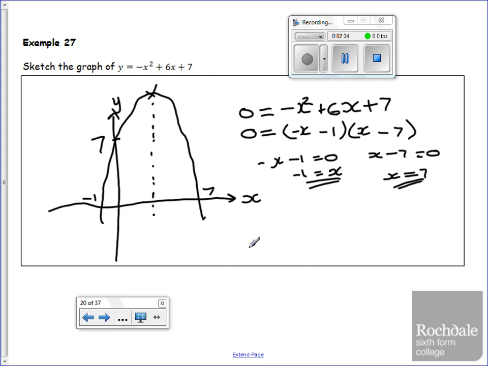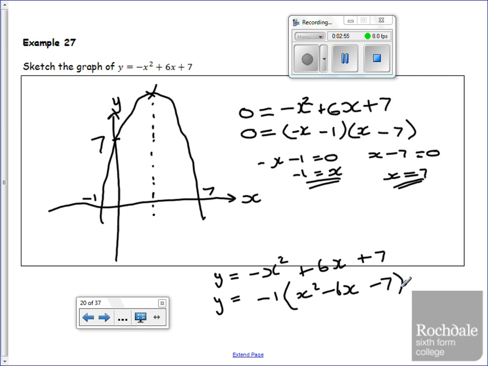graph. Now the difficulty is, because we've got a negative parabola, we need to take out minus 1 as a factor, and then we can complete the square. So if we take out minus 1 as a factor, we've got x squared minus 6x minus 7. So let's just ignore this minus 1 for now, because if we forget about that, then we can easily complete the square for x squared minus 6x minus 7.